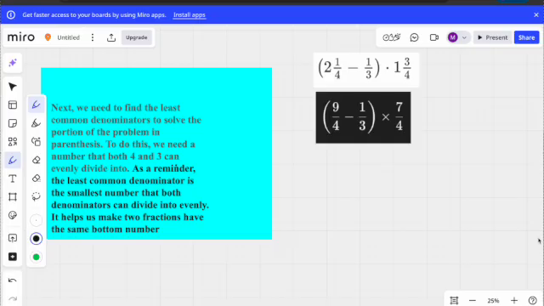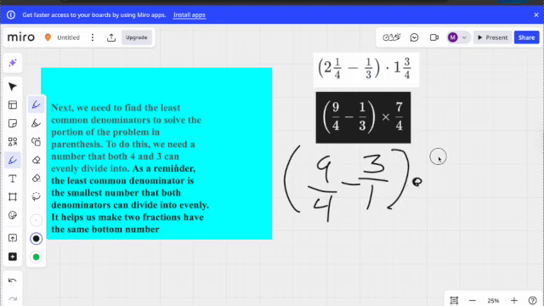Next, we need to find the least common denominator to solve the portion of the problem in the parentheses, now that we have taken the mixed numbers and turned them into improper fractions. But before we can do that, we're going to do the reciprocal of 3 over 1 and write that out. As a reminder, the least common denominator is the smallest number that both denominators can divide into, between 3 and 4.